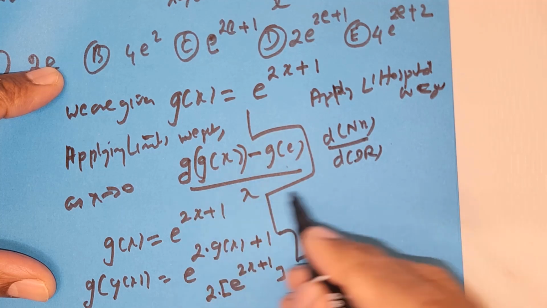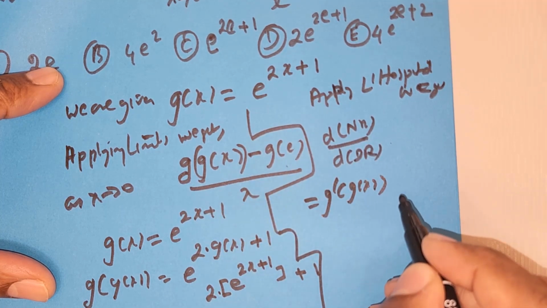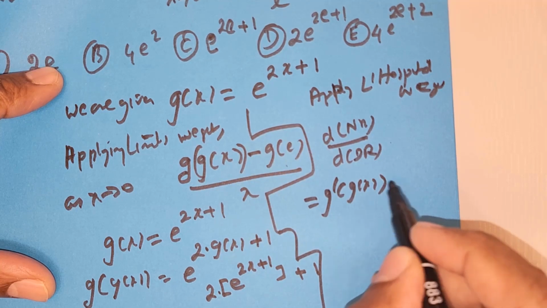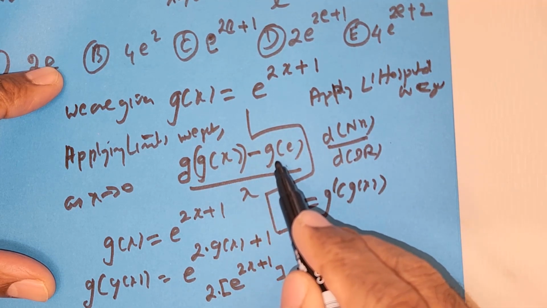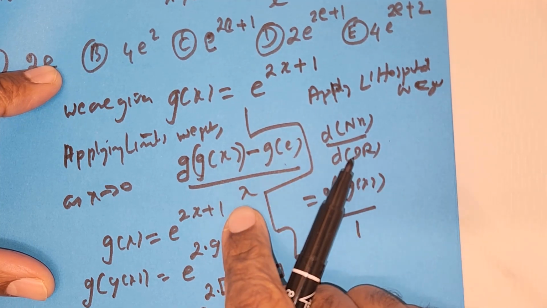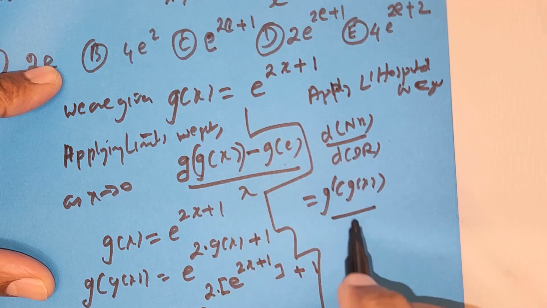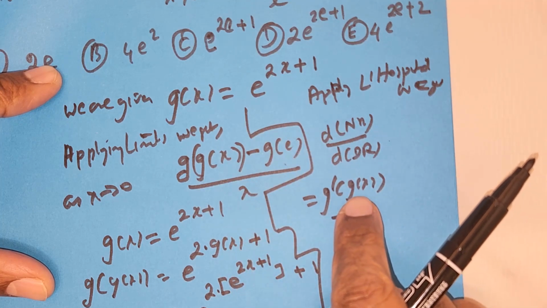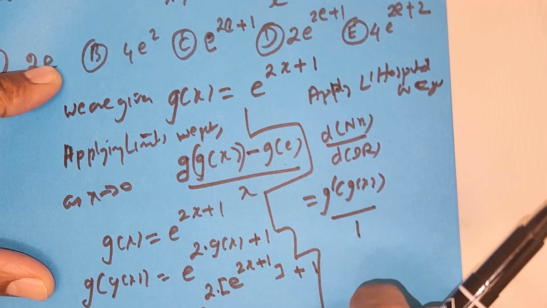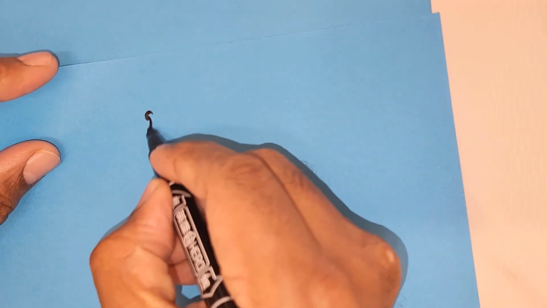So this is going to be equal to g dash of g of x, right? If you differentiate this, you're going to get 0 divided by 1, differentiation of the quantity in the denominator, right? So you have to find out the value of this. So let me go up here. So what is g of x?